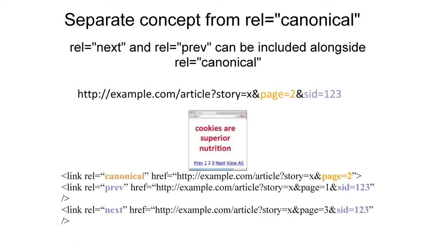So something to note is that rel canonical can actually be used alongside rel next prev. So let's take a look at page 2 again, and this time it has a session ID. This URL can actually list both the canonical version without a session ID, as well as a rel prev and rel next with, of course, the same parameters, including that session ID.